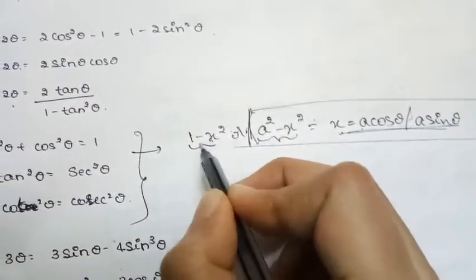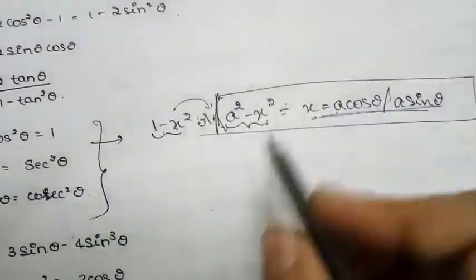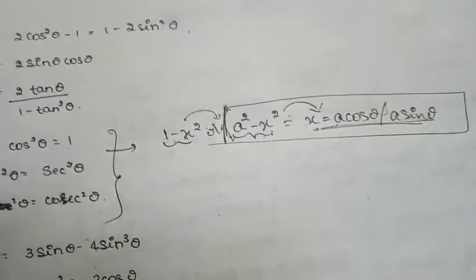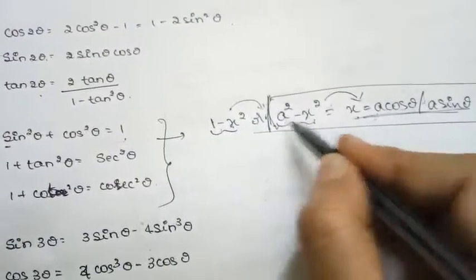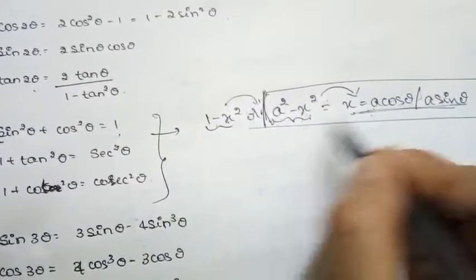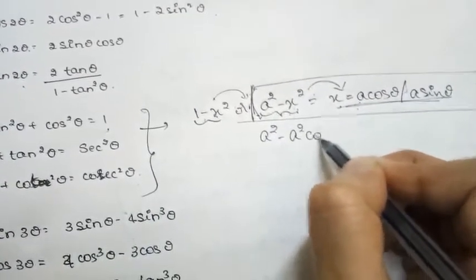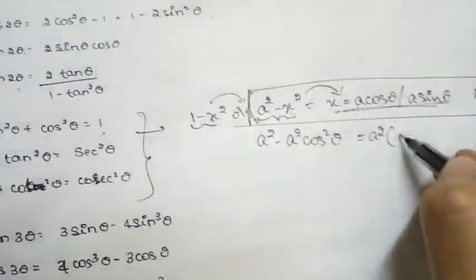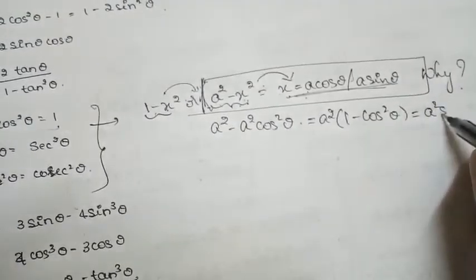So this is one of the special cases of this one. So concentrate here. If the question is in the form of a square minus x square, at that time we are substituting x as equal to a cos theta or a sin theta. Why so? Because we know this identity. Suppose I am substituting x is equal to a cos theta, what happens? a square minus a square cos square theta. If I take a square common outside, what is remaining? 1 minus cos square theta, which is nothing but sin square theta.